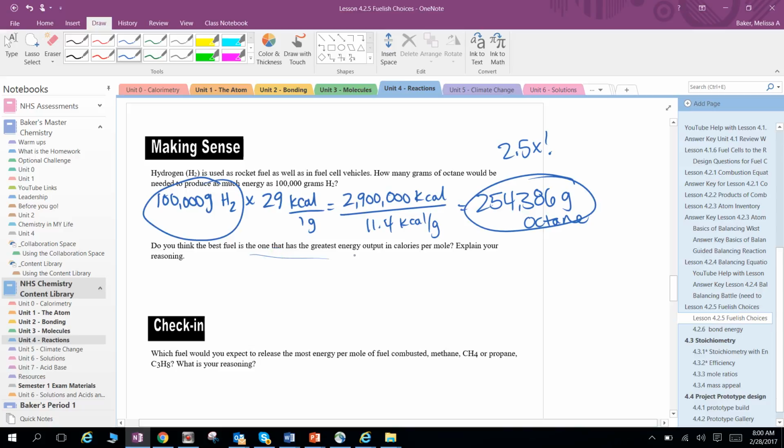Do you think the best fuel is the one that has the greatest output in calories per mole? Not necessarily. The one that produces the most calories per mole is also a larger, heavier molecule. And so you would want to take that into consideration if you're racing, for example, and you only have so much space for fuel.